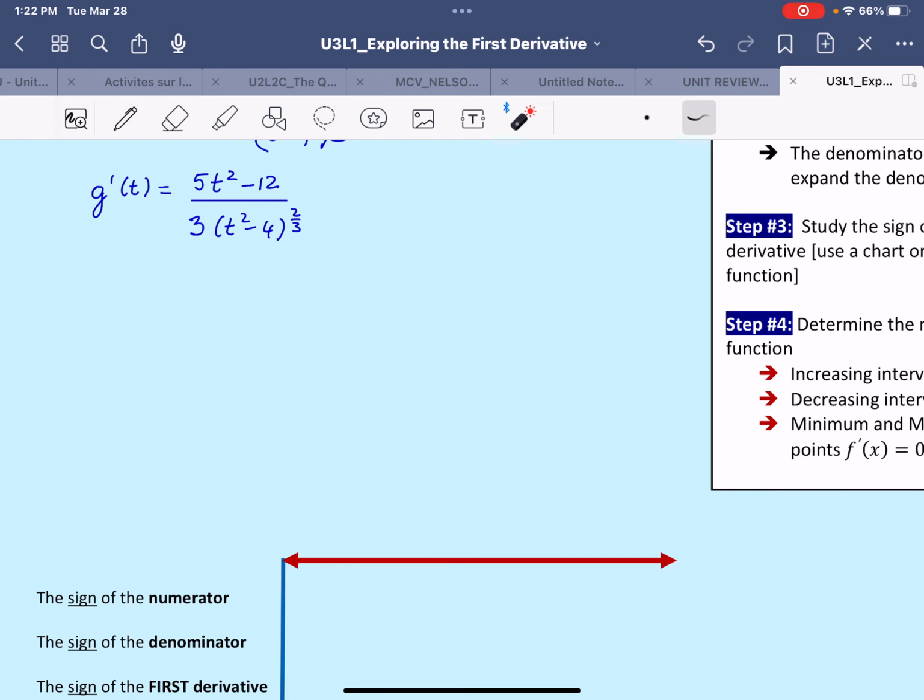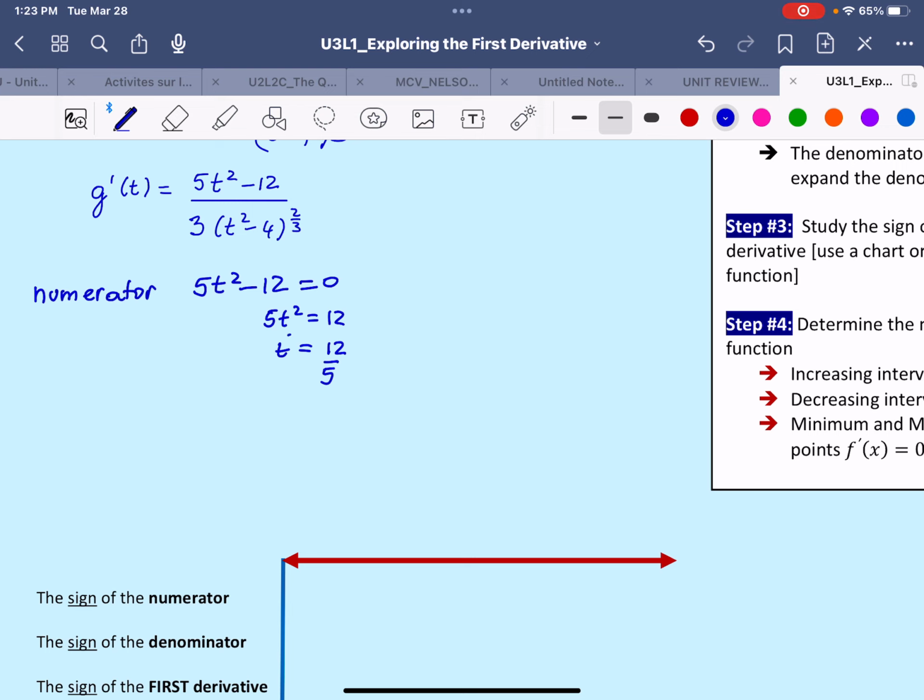And we'll say that the numerator is 5t squared minus 12. We want to know when it will be 0. So that means that we have 5t squared equals positive 12. t squared would be 12 over 5. So that will make the value of t equal to plus or minus the square root of 12 over 5.